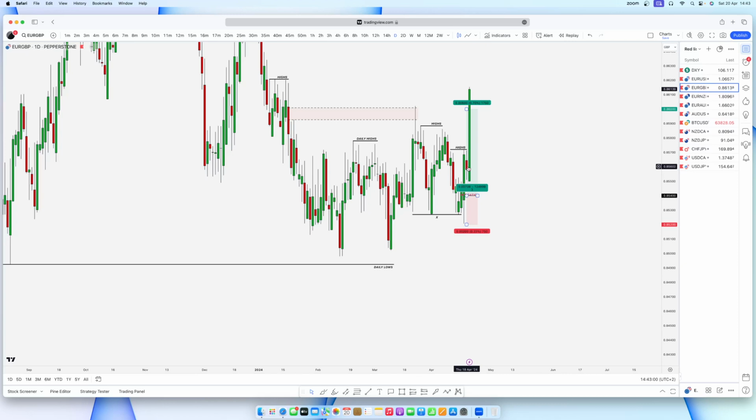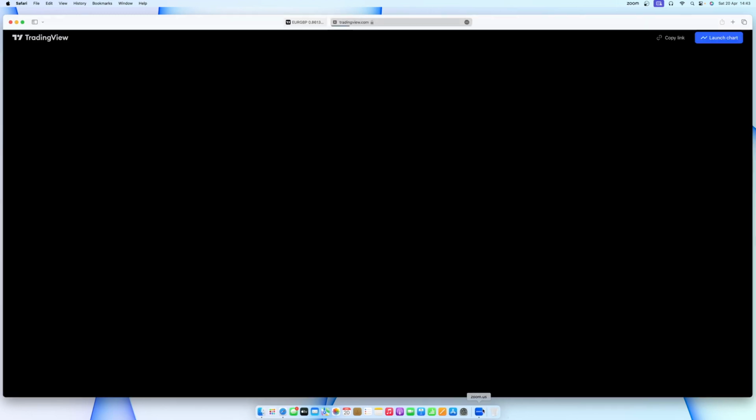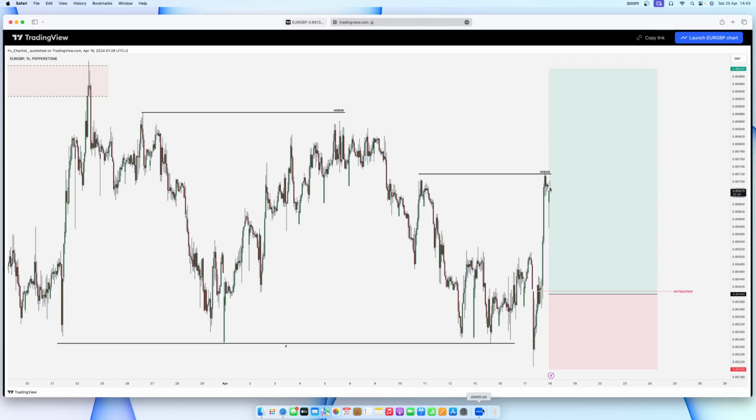Let me pull up the markup quickly. Yeah, Euro GBP on Thursday. So this is the markup. Exactly, Euro GBP on April 18. April 18 is on Thursday. Yeah, so on Thursday, 1 a.m. in the night, 1:29 a.m., midnight.